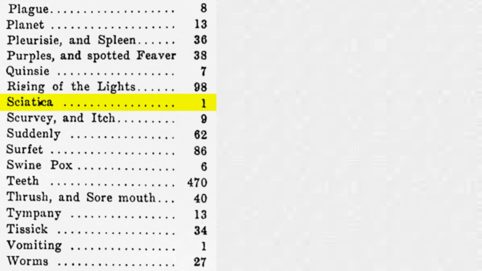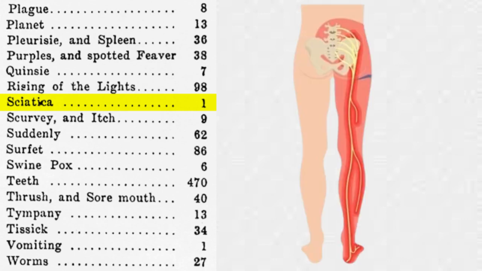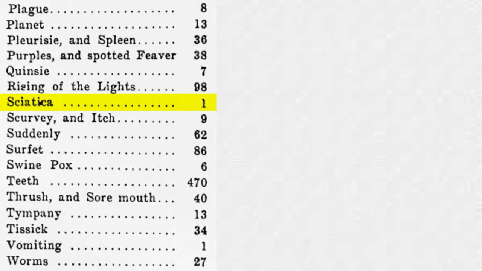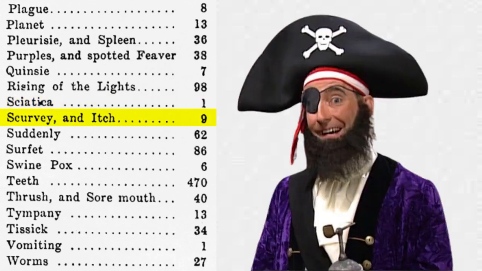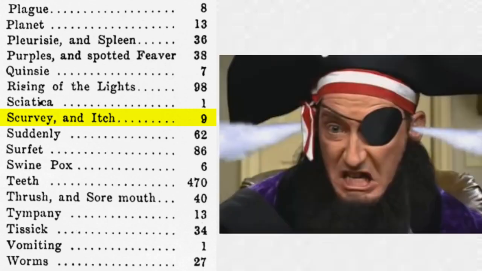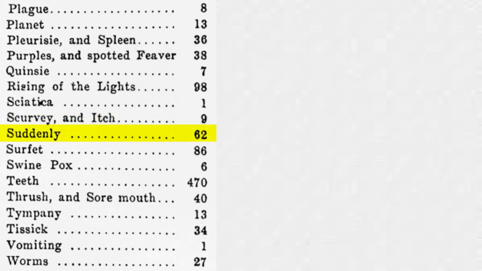One person had the honor of dying of sciatica, which is a medical term we still use today. It means numbness in the leg and can be caused by any number of ailments including stroke, nerve damage, or spinal injuries. 9 were killed by scurvy. Popular with pirates, scurvy is a severe vitamin C deficiency that causes your gums to bleed, weakness, and your skin to fall apart.